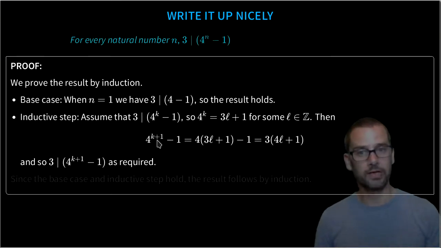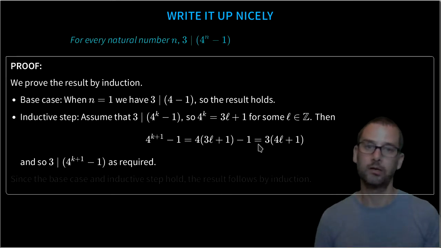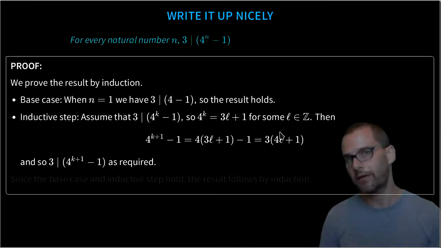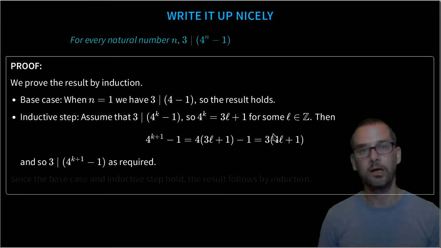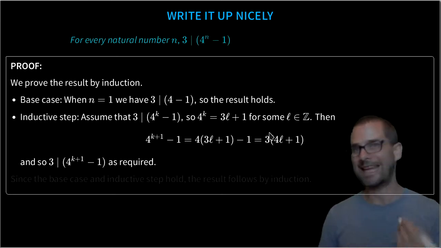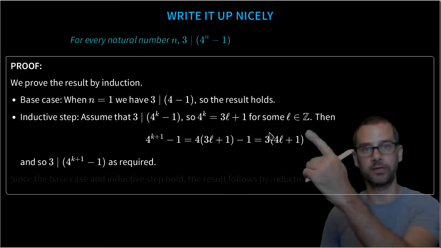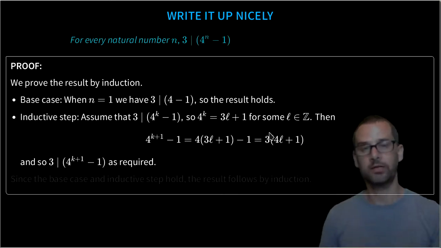So then 4 to the k plus 1 minus 1 is obviously 4 times this minus 1, which is 12l plus 4 minus 1, so 12l plus 3, so 3 times (4l plus 1). Again, I've skipped a little bit of algebra in there, but I've done that when I'm writing up the proof, not when I'm doing my scratch work. Again, if in doubt, put in more terms. Don't skip little steps like I did here. Put in some extra words. It's not going to hurt, won't take you very long, and it might help the person reading.